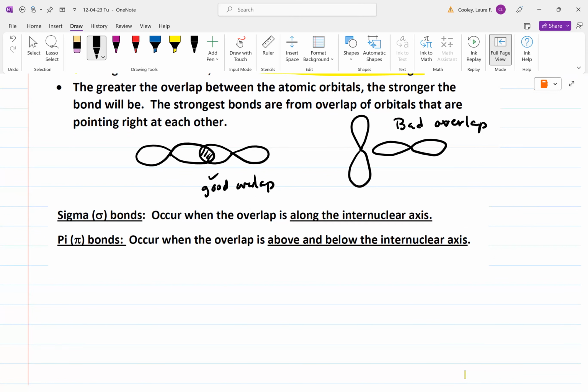All right, I do want to talk about what a sigma bond is. So this bond that I've been telling you about, the two hydrogens overlapping, there's the overlap region.